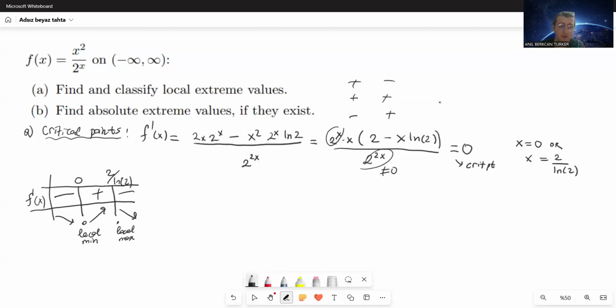But are they in our domain? Yes, because our domain is all real numbers. This is my whole domain. So I have found the critical points and classified them. Let's go to part B.